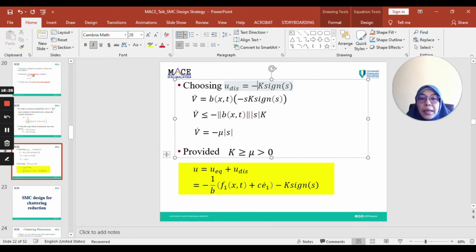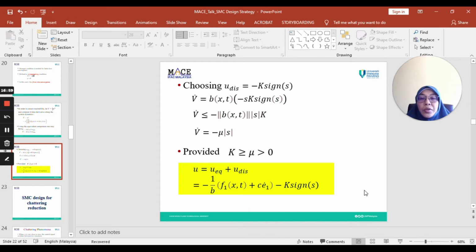And in the same way we apply this derivative of the Lyapunov function, and we end up with this, where we have to ensure that our K should be greater than or equal to mu and must be positive definite. So the overall ISMC control law for the conventional control law can be written as this, in this example.